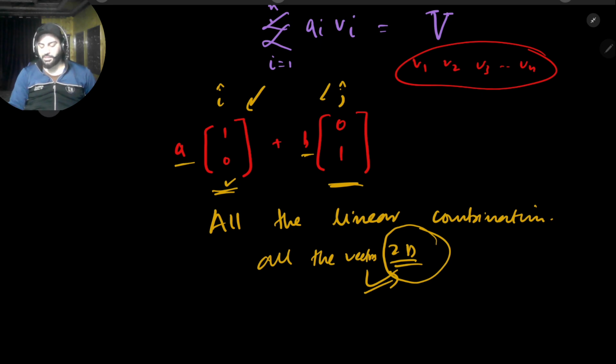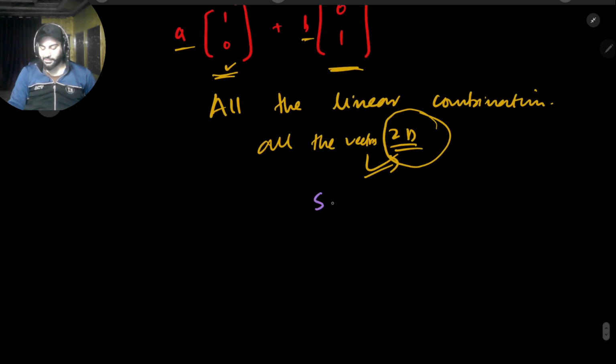So this is basically called a span of vectors. Now we have introduced what is called a span of vectors.